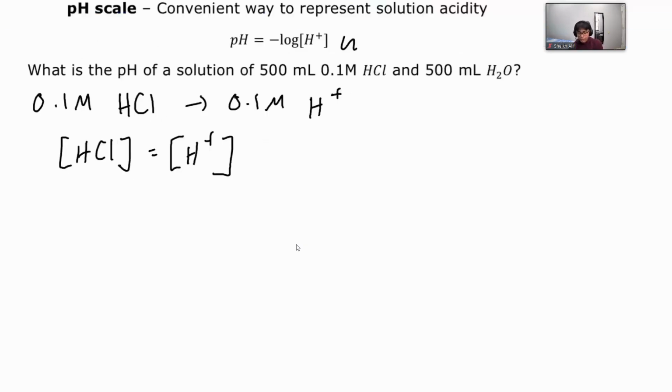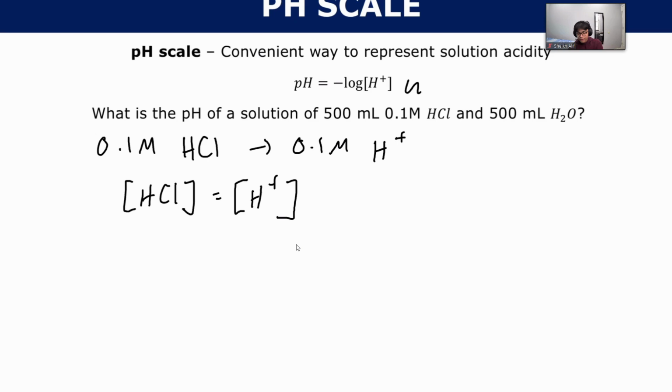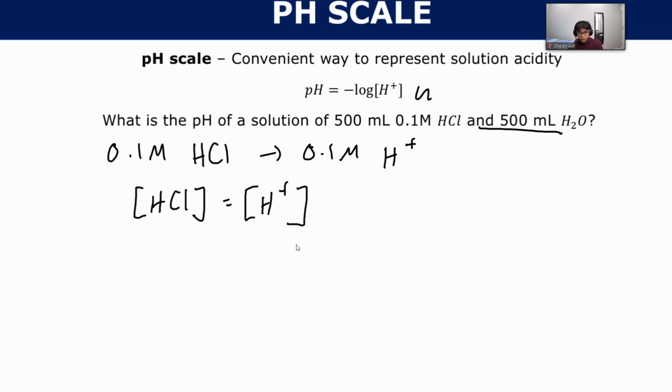Because we're going to be adding that 500 mils of water. So if you remember our dilution formula, it's going to be M1 V1 equals M2 V2. The initial molarity times the initial volume is going to equal the final molarity times the final volume. So our initial molarity is going to be 0.1 molar. Our initial volume is going to be 0.5 because 500 milliliters is 0.5 liters.